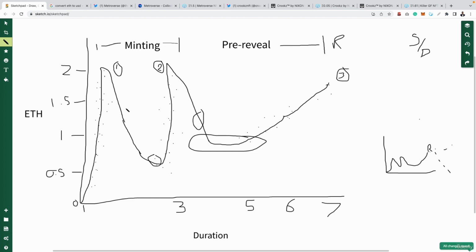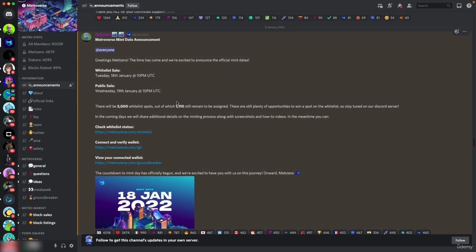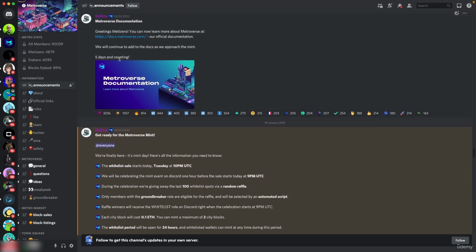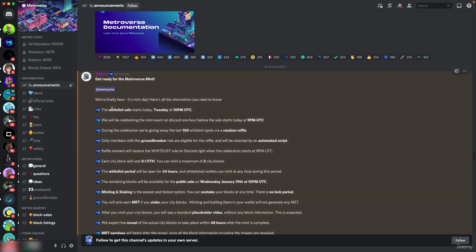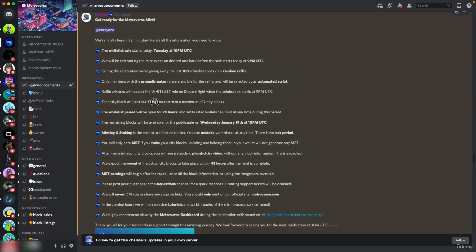So before we even consider buying an NFT in this collection, we need to figure out when the reveal date is. So again, let's go back over to the Discord and see if we can scroll down and find it. We've got greetings. We will continue to add docs. We approach the mint, 5 days and counting. Okay, so more information about the whitelist and the initial mint. So that's quite interesting. You can actually mint this project for 0.1 ETH.